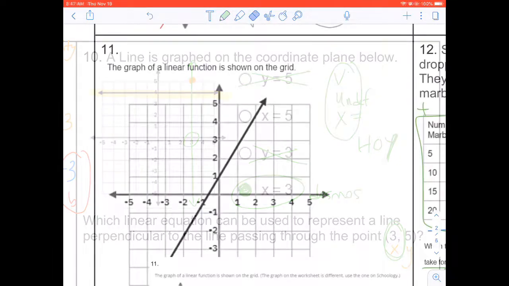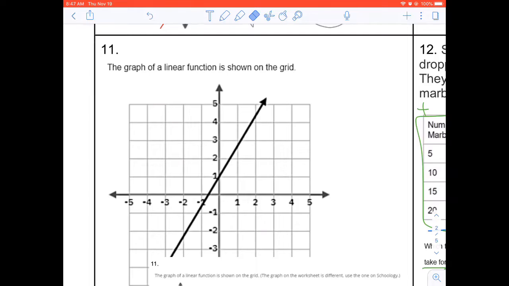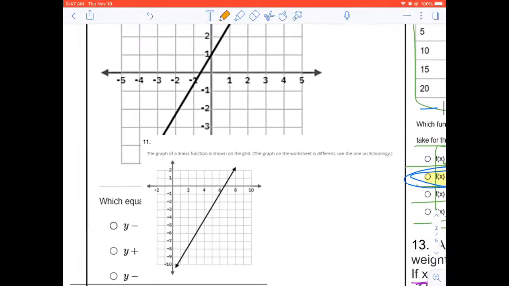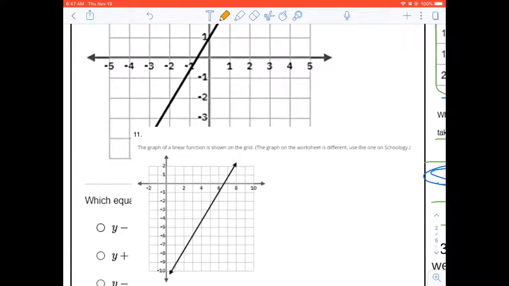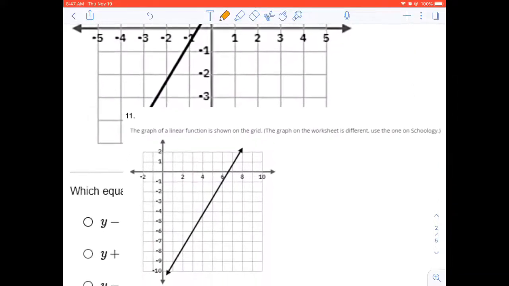You can also check it this way. Number 11, the graph of the linear function is shown on the grid. All right, so if you have a PDF copy of this printed out, this graph is actually not correct. We're going to put the correct graph on there, and it should look like this one down here. So if you have paper, I'm going to show you how to fix that.